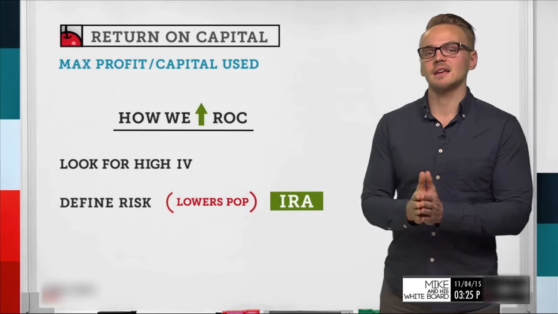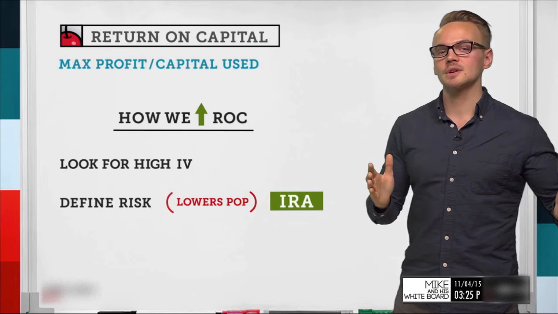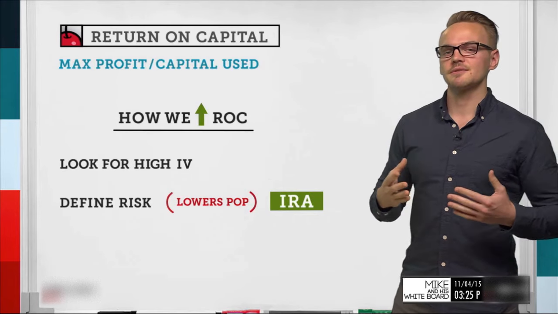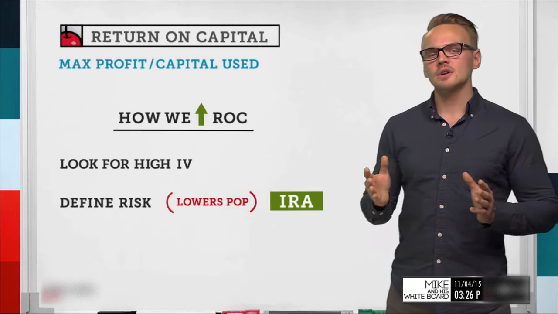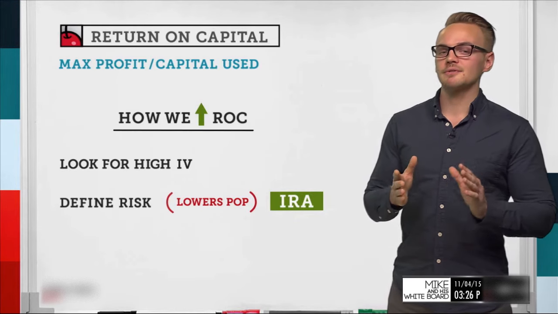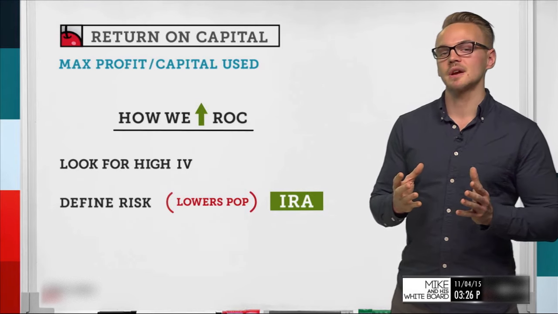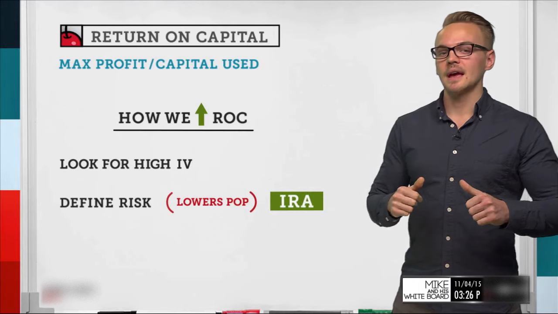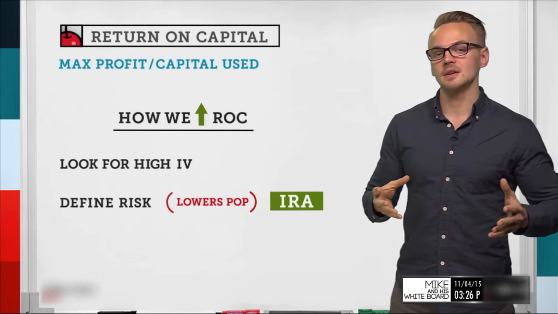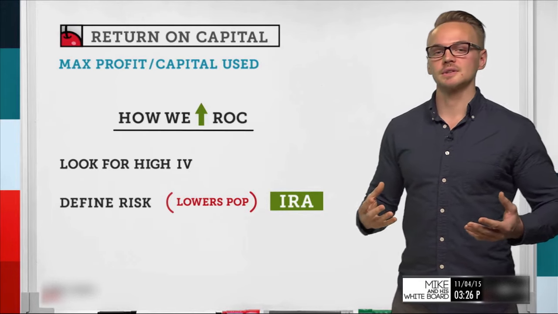So instead of selling that naked option and absorbing that entire $5,000 of buying power reduction, what I might like to do is define my risk. So when I define my risk, like we talked about before, I do collect a little bit less, but I do define my risk and I reduce that buying power reduction that's required to place the trade. And in doing that, I'm increasing my return on capital and decreasing my probability of profit a little bit. But it is something that we can do in an IRA account to be more efficient.